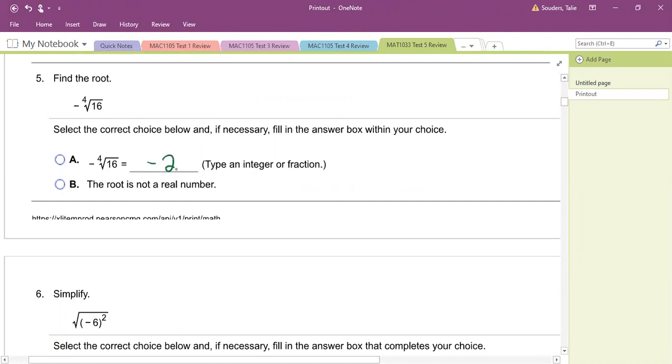So it'd be -2. I'm sure we'll get to it later, but what would happen if I had given you this problem? What would happen if I moved the negative inside the radical? You'd have to pull out the negative. So you can do that when you have what kind of root?